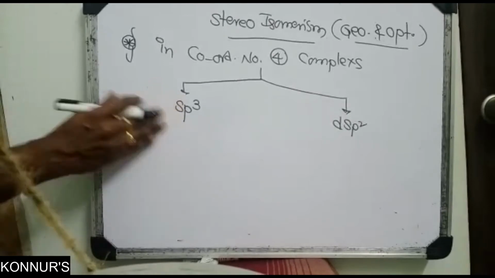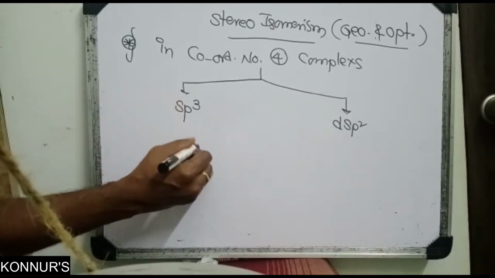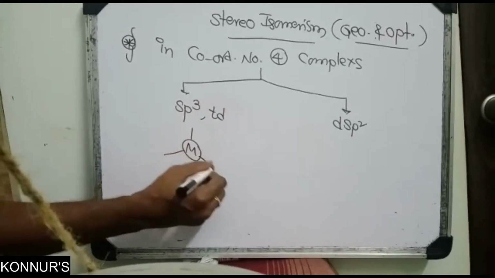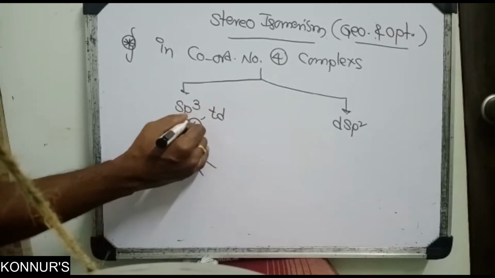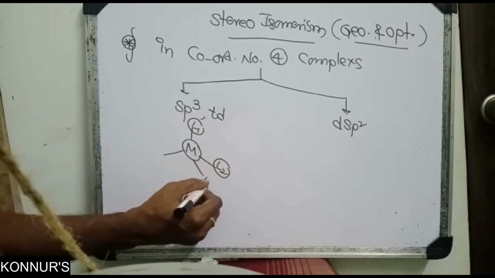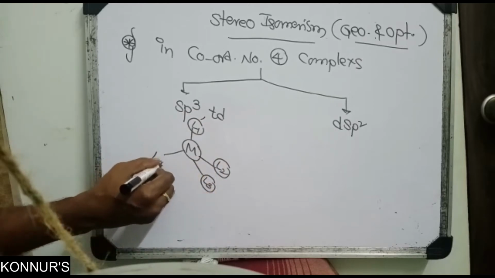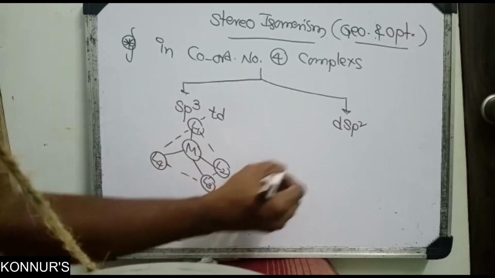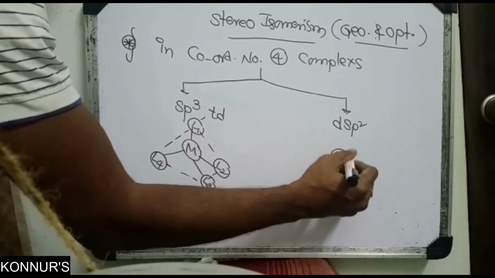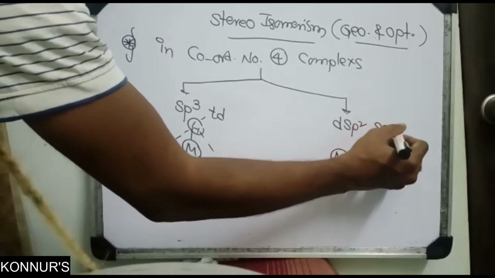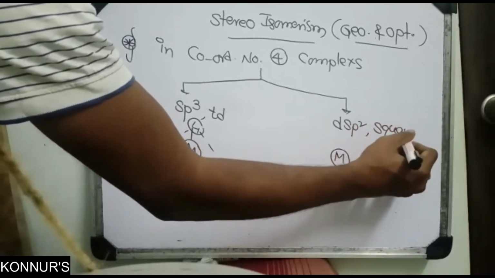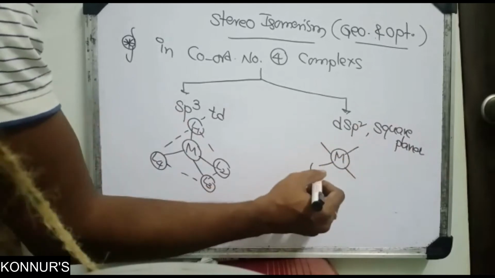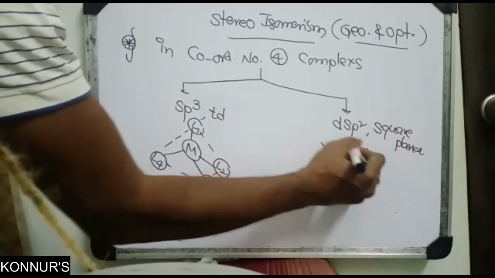What will be the structure of this one? sp3 is tetrahedral. You take L1, L2, L3, L4, four ligands around M. dsp2 is square planar, again with L1, L2, L3, L4.